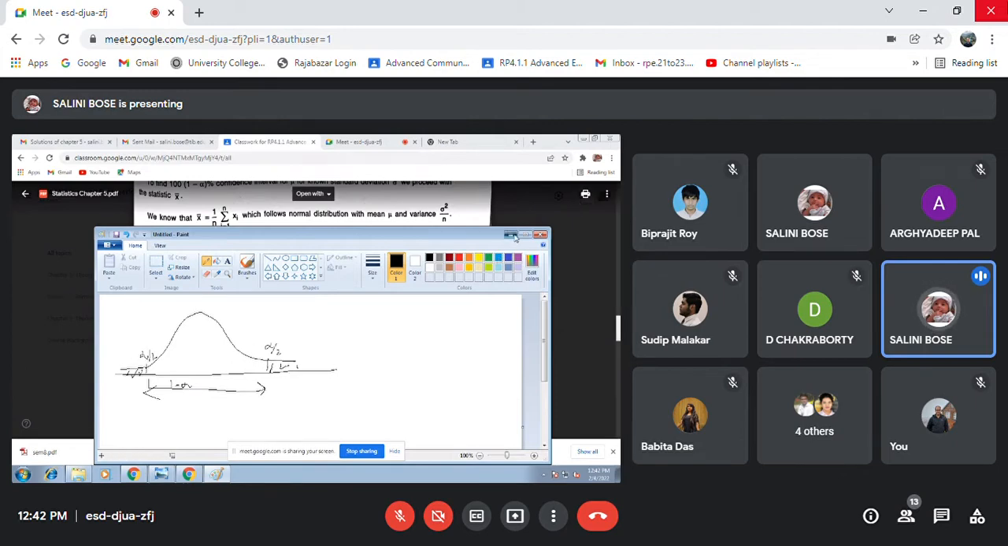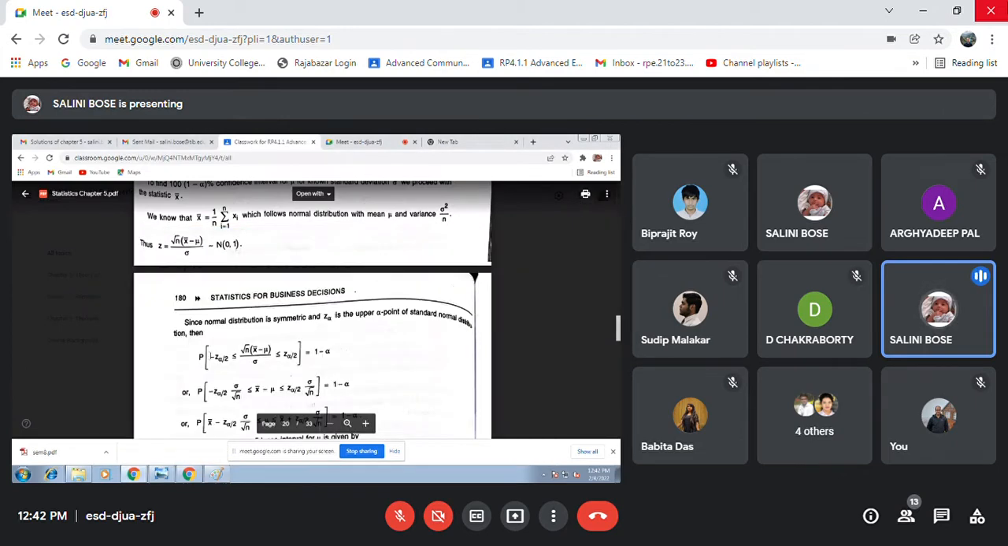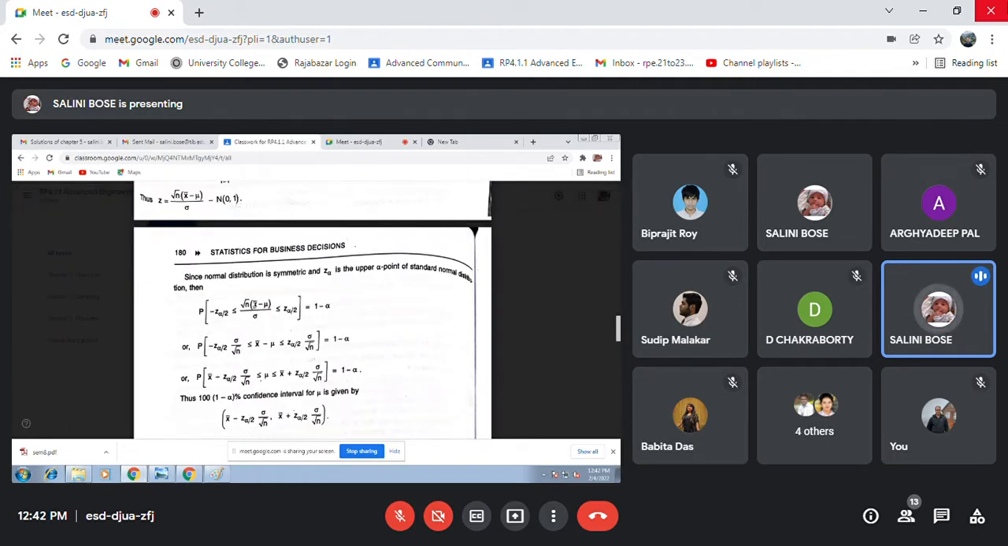Right? So we can say the probability of minus Z alpha by 2 less than or equal to this Z value, less than or equal to Z alpha by 2, can be written because this is the formula of Z. Then from this, we need only mu. We need the interval for mu. So we can calculate this for mu.